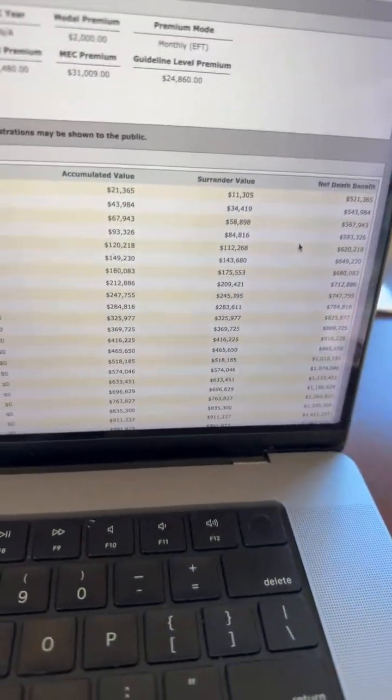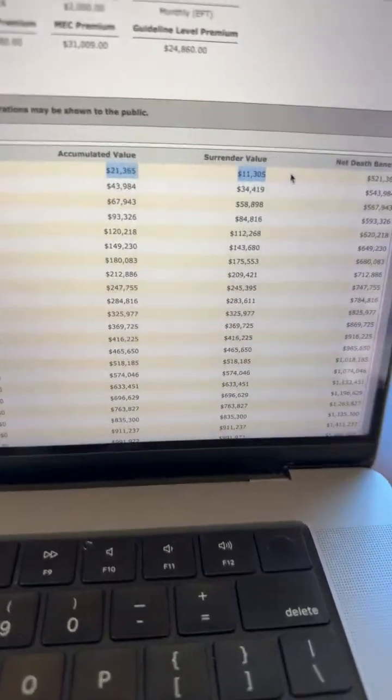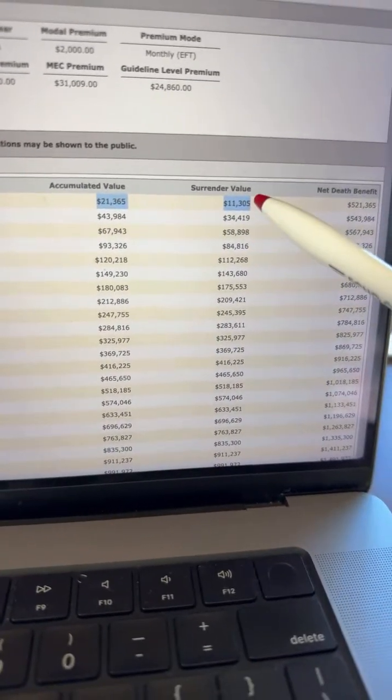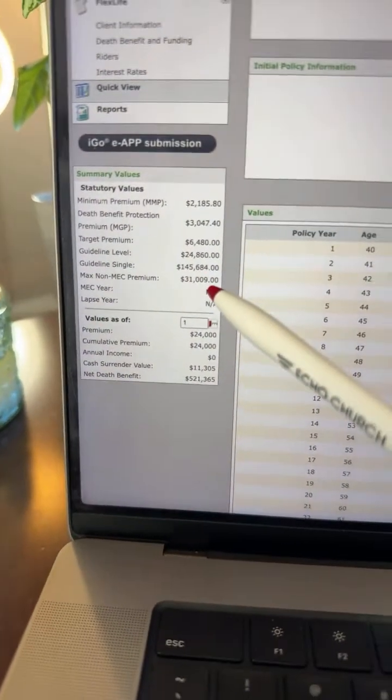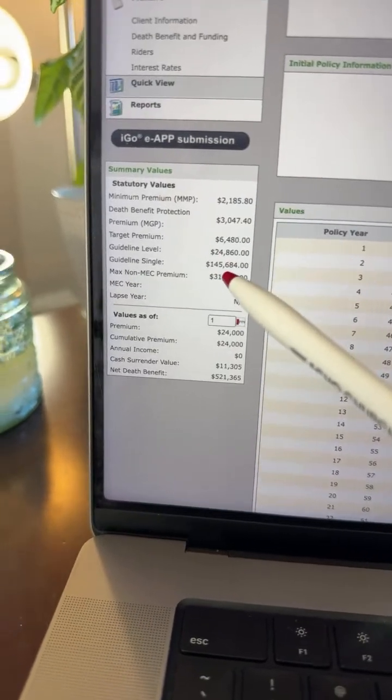But if this client's goal is to get access to money in year 1, he only has access to about half of what he put in year 1 because he did not contribute that $31,000 a year. He contributed the guideline level, $24,000 a year, but not the $31,000.